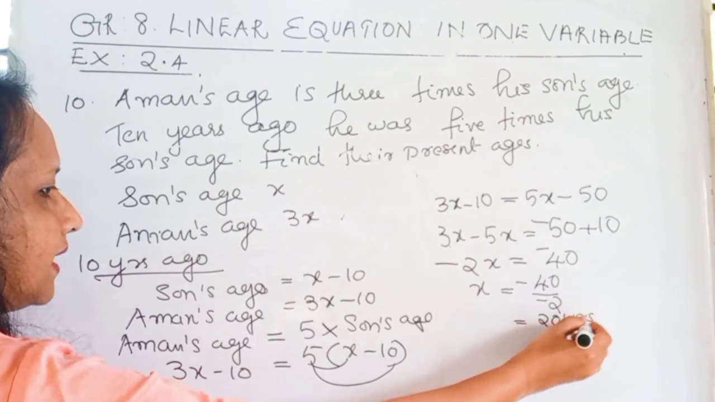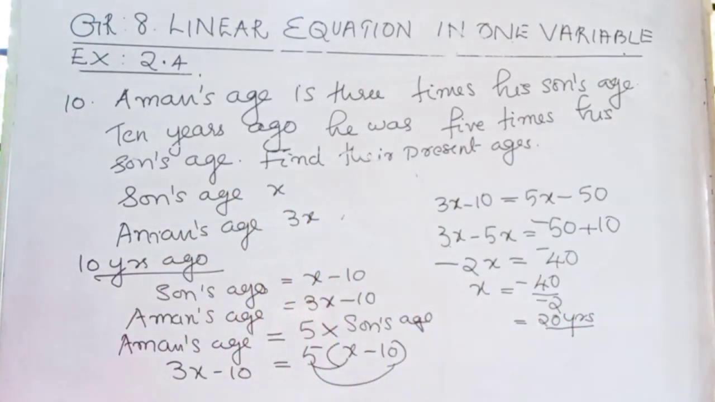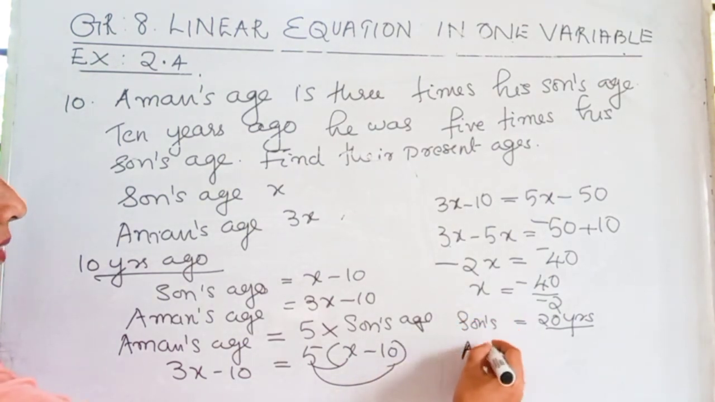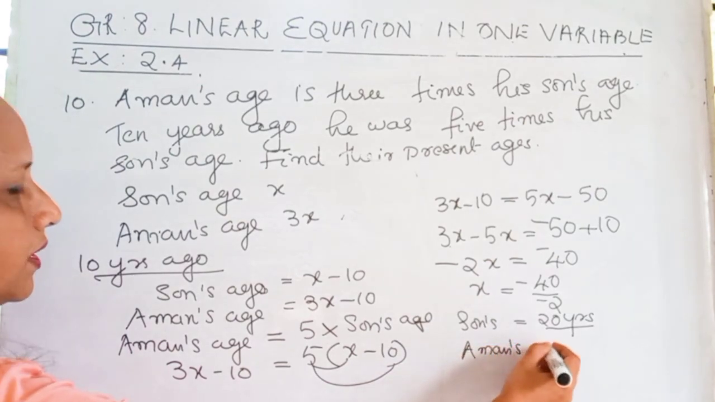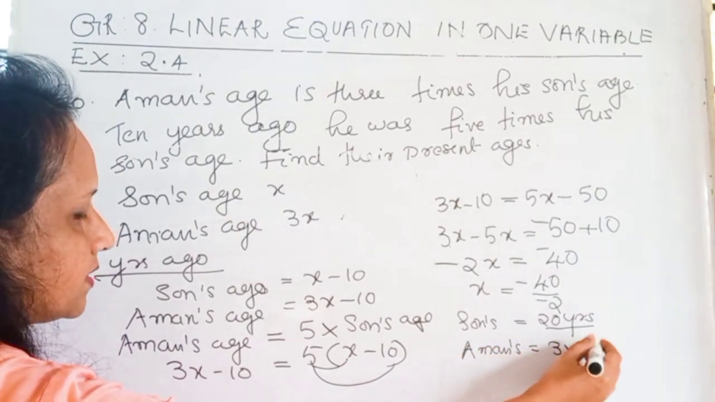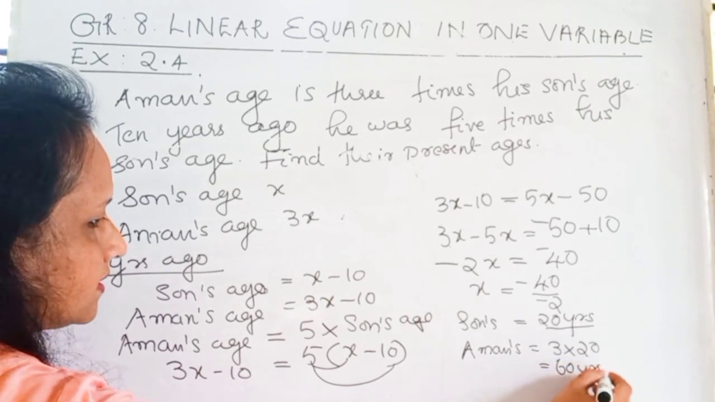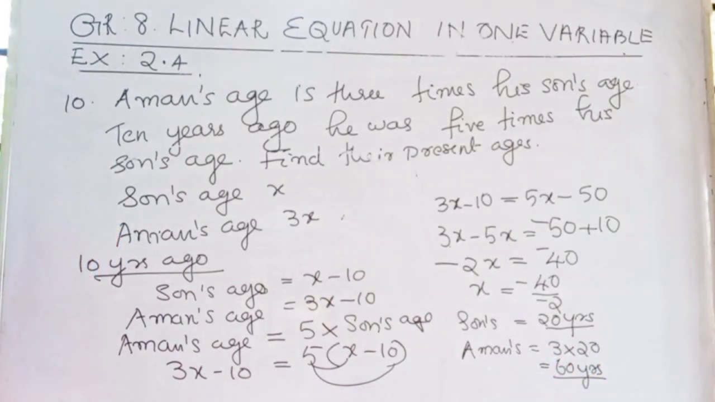Or we can say that Aman's son's age is 20 years and Aman's age will be equal to 3 times x. So 3 into 20, 60 years. So these are the ages. Hope this problem is very clear to all of you.